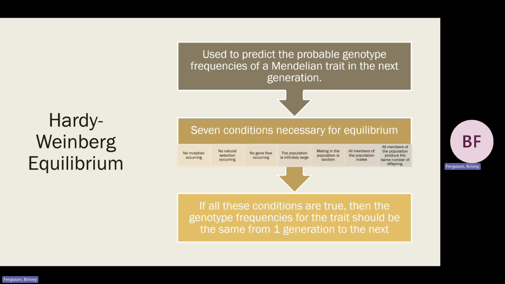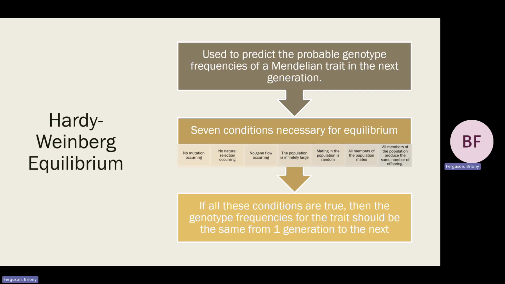The mating in the population is going to be completely random. All members of the population are going to mate, and all members of the population are going to produce the same number of offspring. Now, obviously, this is never true. You cannot keep mutation, natural selection, or gene flow from occurring. You also can't keep a population infinitely large and stable.